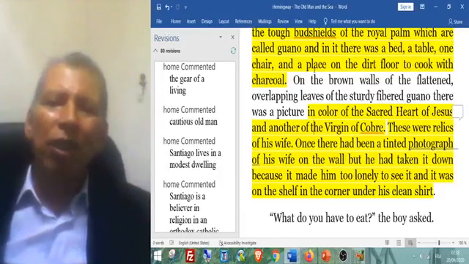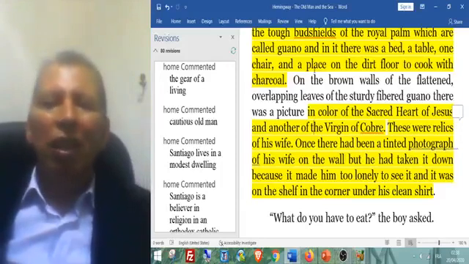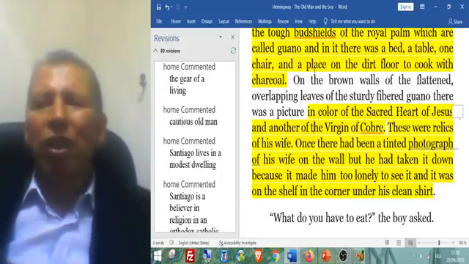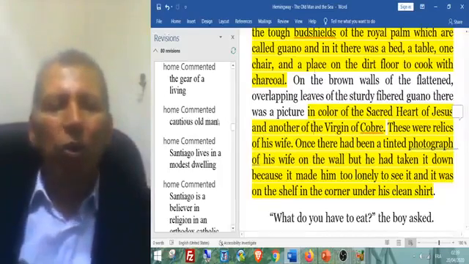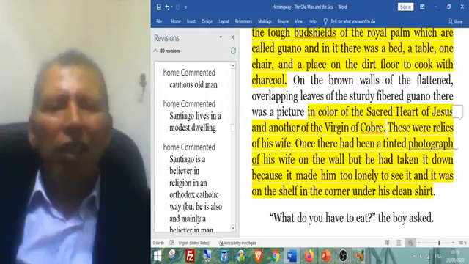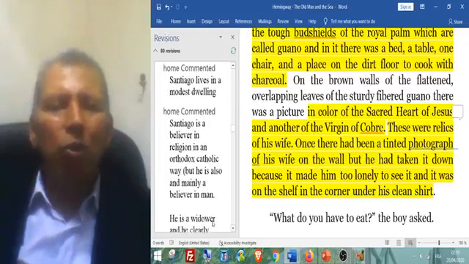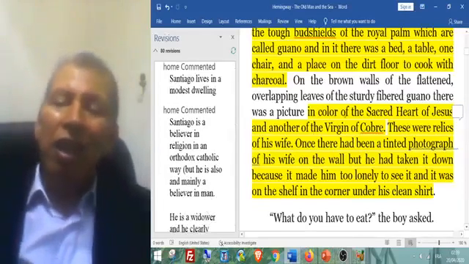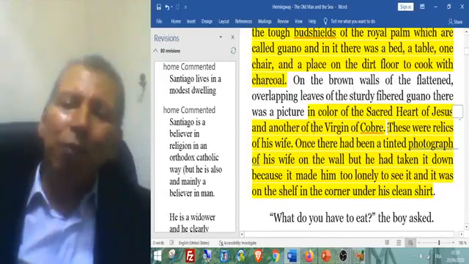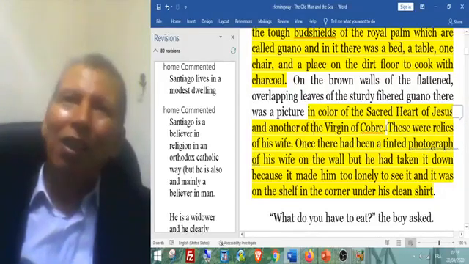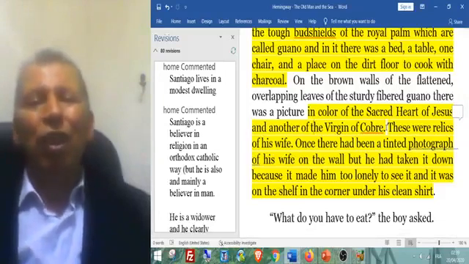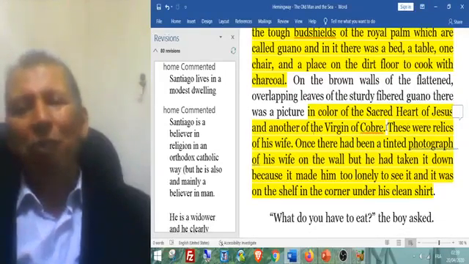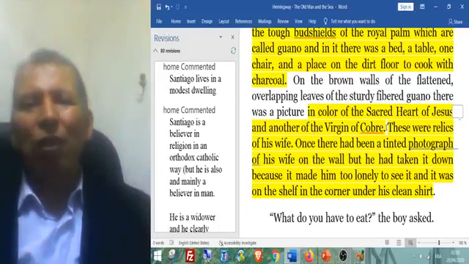This is a description, as I said, of the room. First of all, this picture in color of the Sacred Heart of Jesus indicates that this man is religious in the Orthodox Catholic manner, but he is also and mainly a believer in man. Yes, religion is there, but humanism is there also and mainly. Man deserves Santiago's and our faith as well, just as the other religion does. This is one of the messages of Ernest Hemingway.